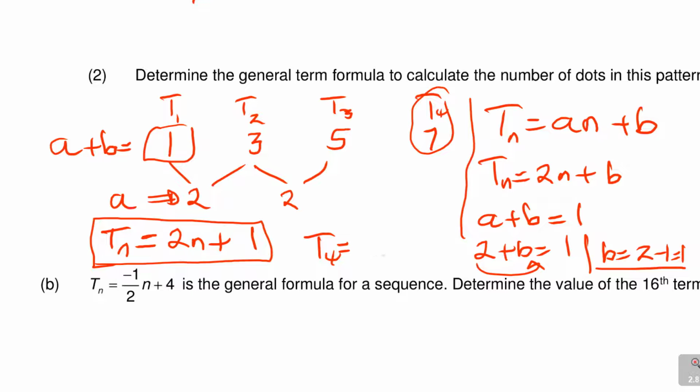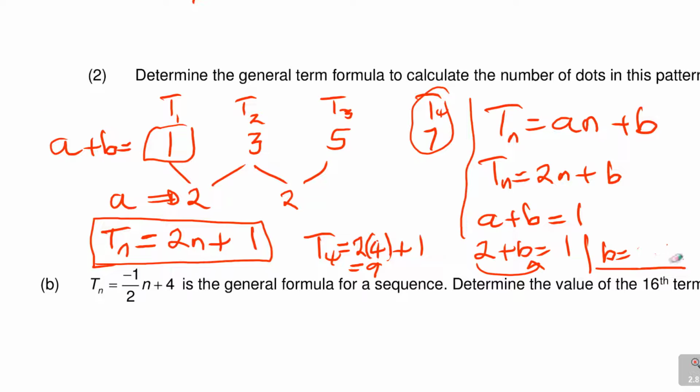T4 is equal to 2 and then... Sorry, I made an error here. I can see it's not coming out. Because we say n is 4, so it's 8 plus 1, which is 9. Now we have a problem. Now it must give us 7. Do you see the error? The error was made here.